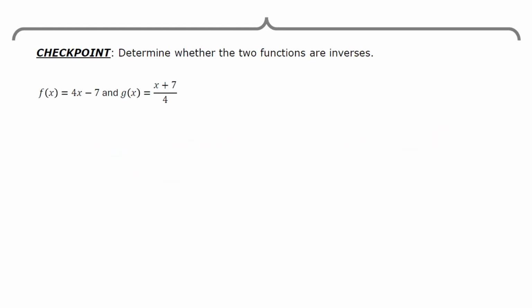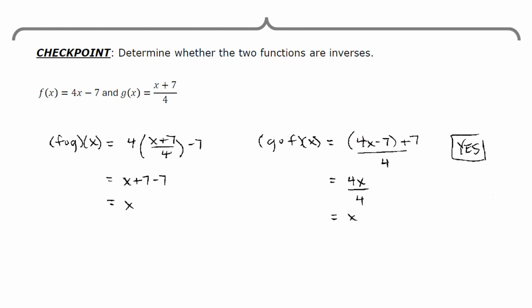Okay. All right, it's your turn. Checkpoint. Determine whether the two functions are inverses. So pause the recording, and once you complete this question, come back and check your answer. All right, here's your answer. So you would have found that f of x and g of x are inverses of each other. Awesome.